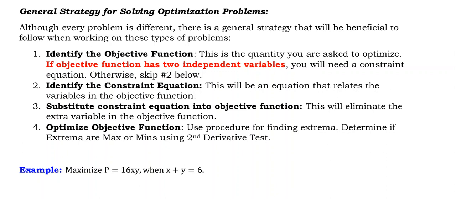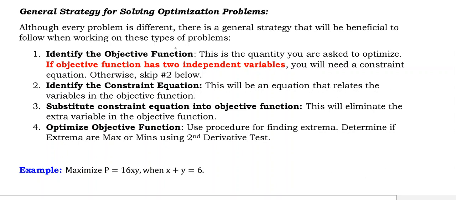In this video, I'm going to be going over the general strategy for solving an optimization problem. Now, you have to keep in mind, with optimization problems, they are all different. But even though they are different, there are certain common things that we want to look for. And the first thing is to identify the objective function. The objective function is the function that you want to optimize.